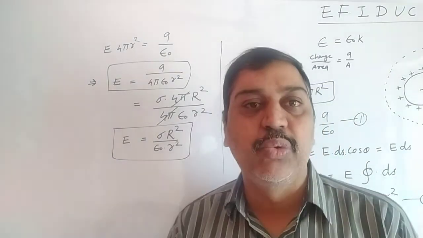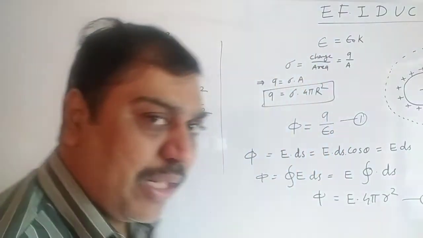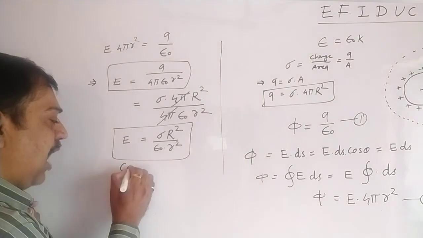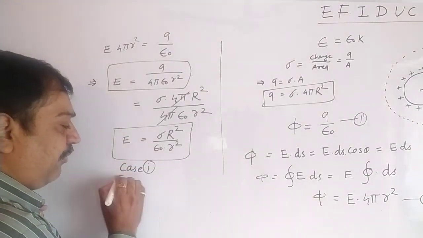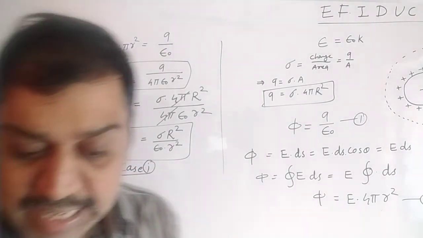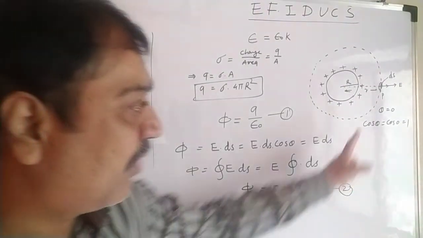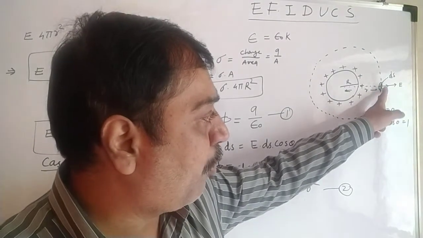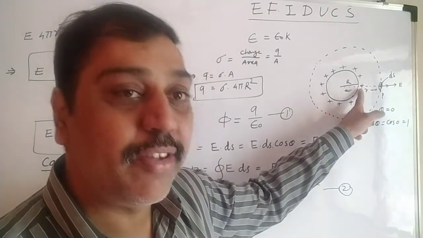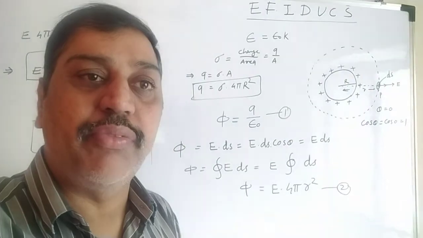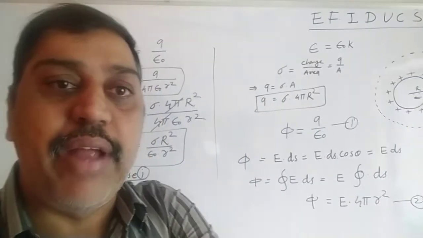Now there are two cases we have to consider. Let's start with the first case. What is the first case? The first case says that if we reduce the distance, not the surface, this r is reduced, so that point P reaches the surface of the sphere, what would be the equation for electric field intensity? So that we have to find out.